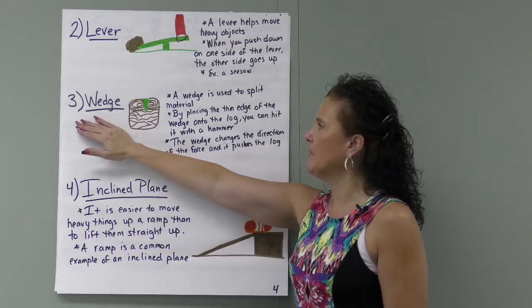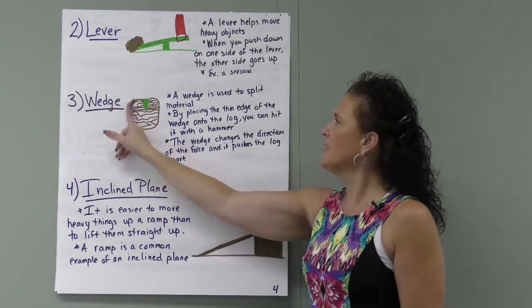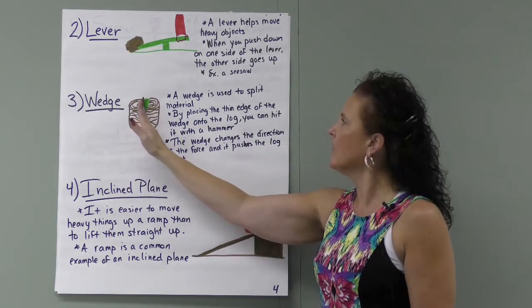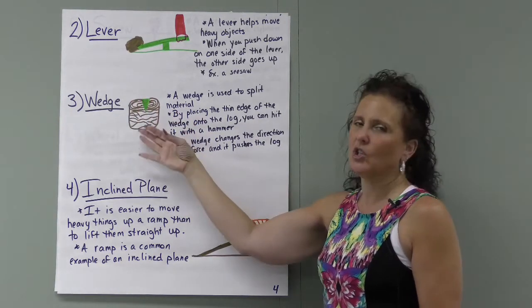The third type of simple machine is called a wedge. This is a log, and we're going to split this log with this wedge, correct? It's used to split materials. We're just using a log.